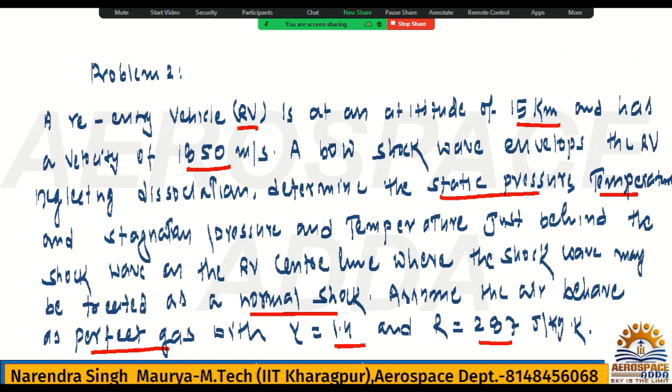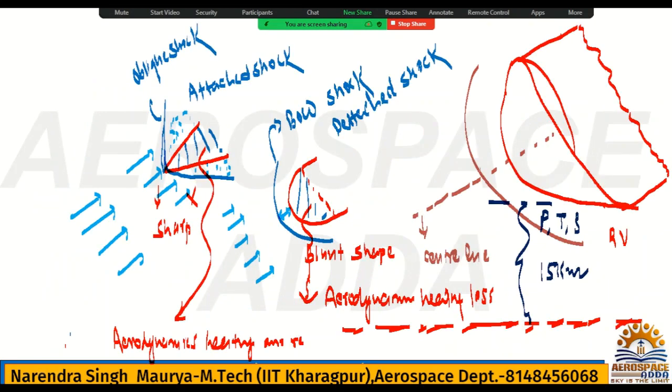Center line of RVC, it is mentioned. Center line. So where the shock we have, the shock wave may be treated as normal shock. So the center line means here the shock will be treated as this portion. It is treated as normal shock, because if you take one curve, and you take a small length, then it will be treated as a straight line. Yes or no? So this is nothing but treated as normal shock. Okay. Hope you understood.